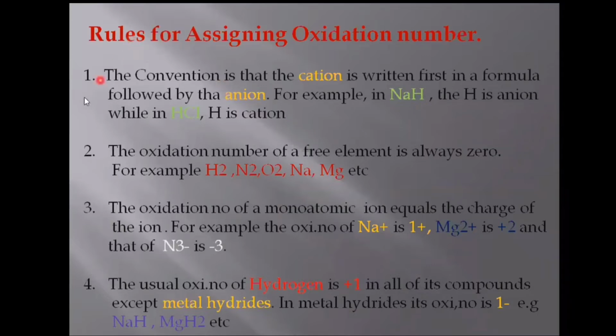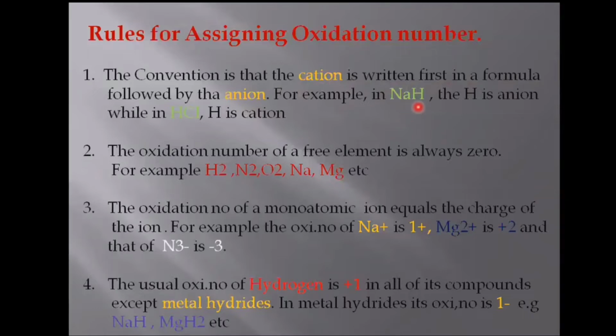The first rule is, the convention is that the cation is written first in a chemical formula followed by the anion. For example, consider this chemical formula in which there is sodium hydride, NaH. As Na is first written, so this is cation, and H is secondly written, so it is anion.